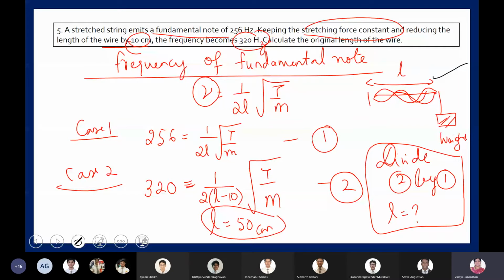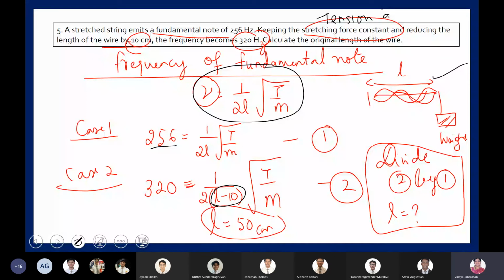So the frequency of the fundamental note for the stretched string is equal to 1 by 2L root T by M. What is the value? 256. Now what is happening is, keeping the force constant. Stretching force means the tension constant. That is what it means. Keeping the tension constant, reducing the length of the wire by 10 centimeter. Can you see this? The length of the wire becomes L minus 10.